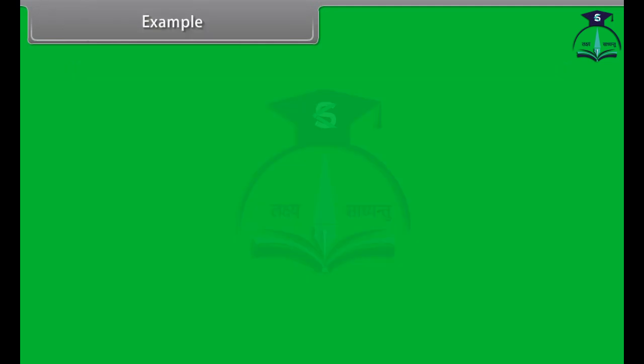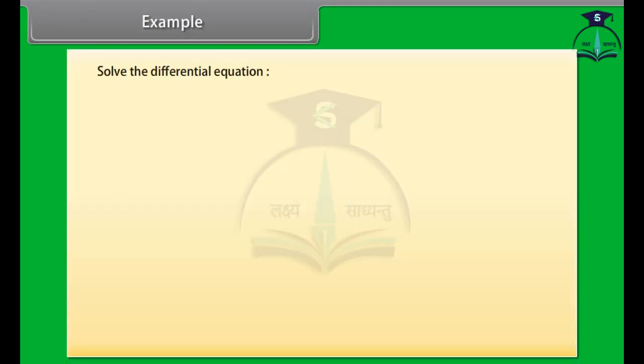Example. Solve the differential equation dy/dx = e^(x-y) + x² e^(-y). Solution. Given dy/dx = e^(x-y) + x² e^(-y).